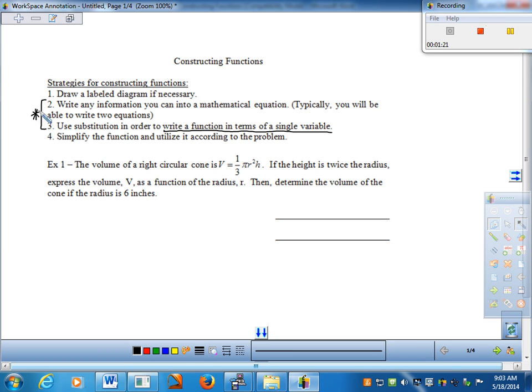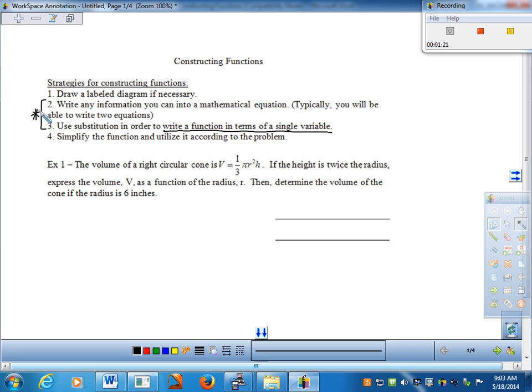I'll go ahead and read it off here. And by the way, I believe this one is a rather easy one. It kind of starts off, and then we'll hopefully build up from there. So example 1. The volume of a right circular cone is V equals 1/3 pi r squared h. If the height is twice the radius, express the volume V as a function of the radius r, then determine the volume of the cone if the radius is 6 inches.